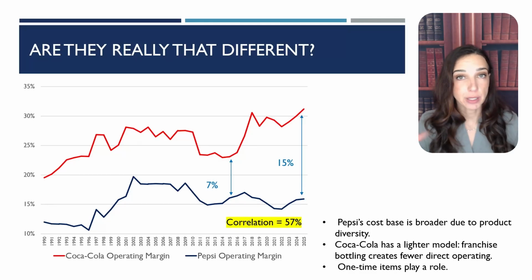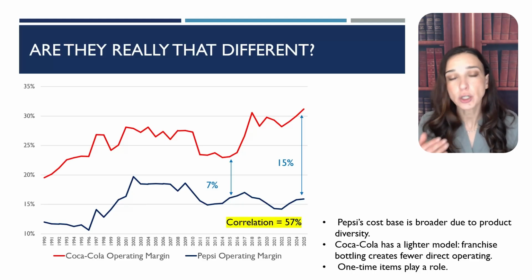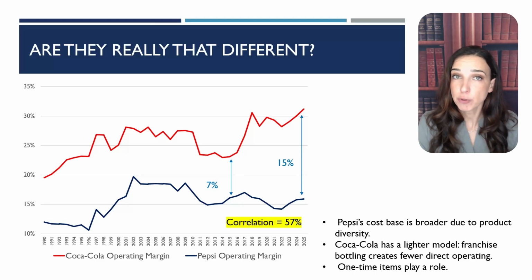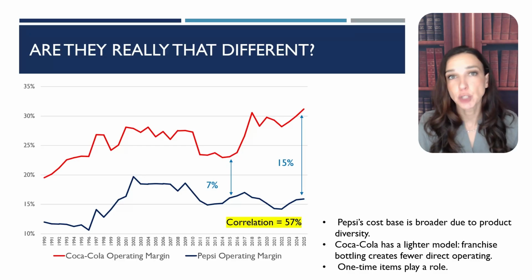If we introduce a lot of these other operating costs, the correlation actually falls to 57%. The two firms are still moving largely in tandem, but we now have a lot more idiosyncratic, firm-specific factors that are not just industry-driven.